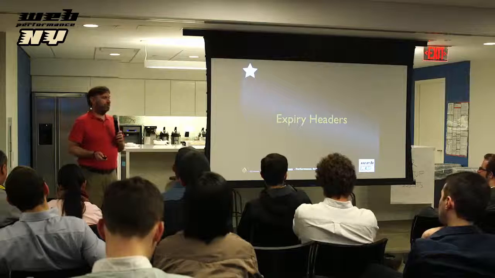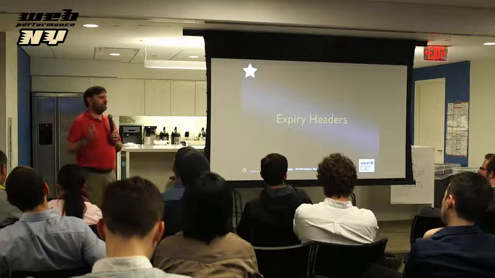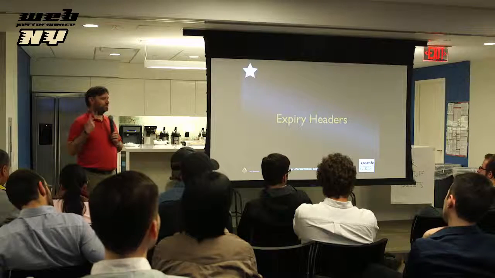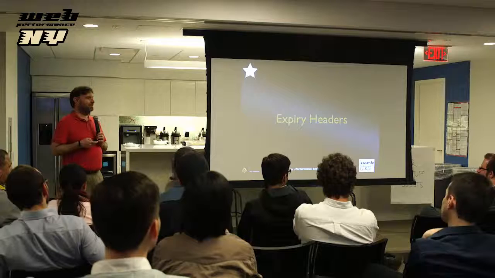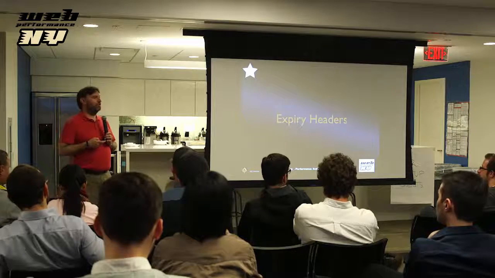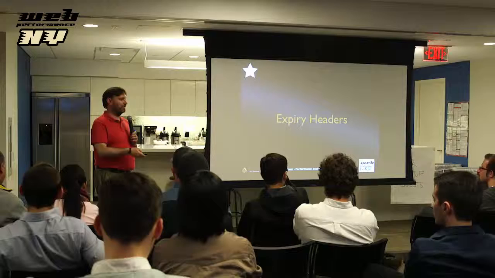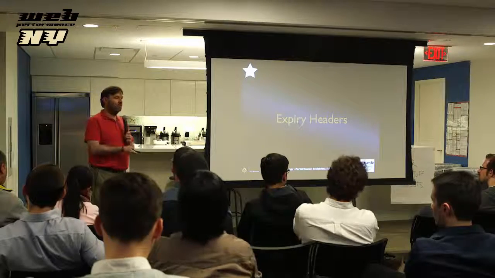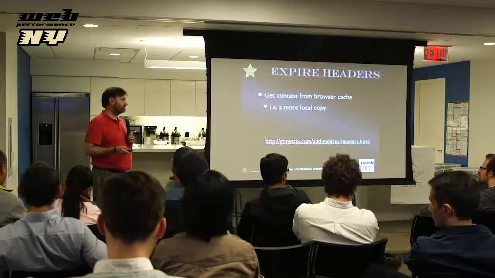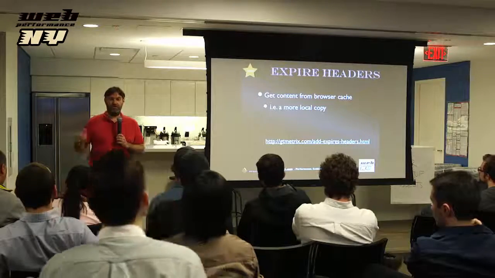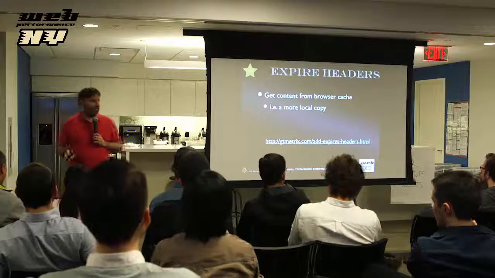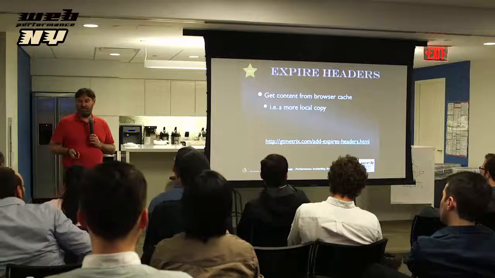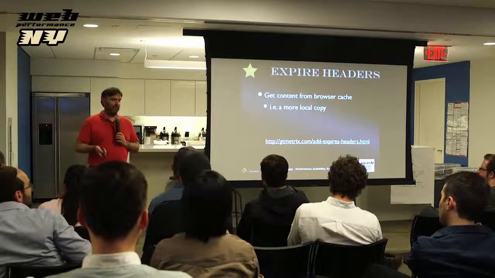Expiry headers. Does anyone want to explain what that does for web performance? Anybody? Yes? It tells the browser, don't bother getting more data until this time. Excellent. Don't bother getting this resource until this time, because I hold it locally. Therefore, I don't need to do a network round trip or a blocking request to get the information. So get the content just from the browser. And if you're not really familiar with particular things, there are several. I just randomly picked a website, GTmetrix, that gives you a little bit more information about headers.